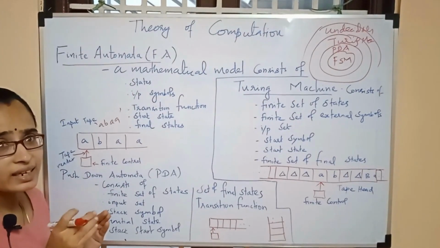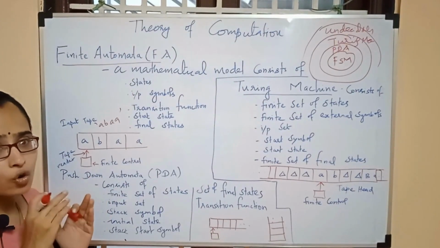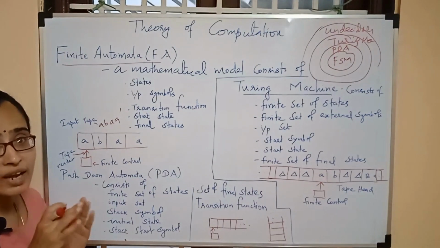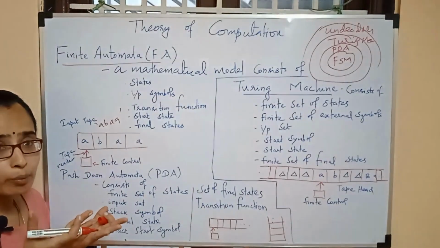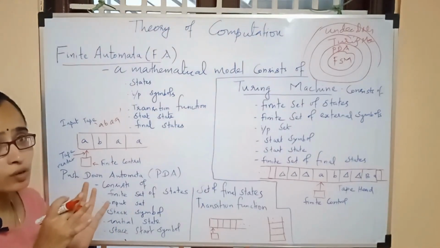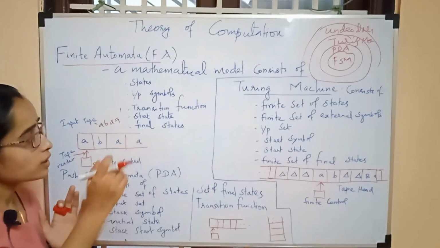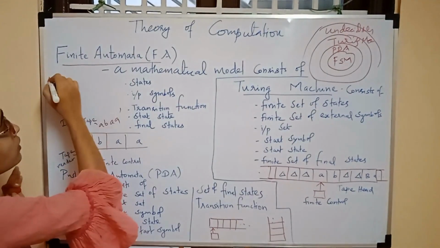This is the simplest model. As I said earlier, a finite state automaton or finite state machine does not handle much memory, so it is the simplest model. Okay, so it was the first model that came into the picture. So this is the finite automata.